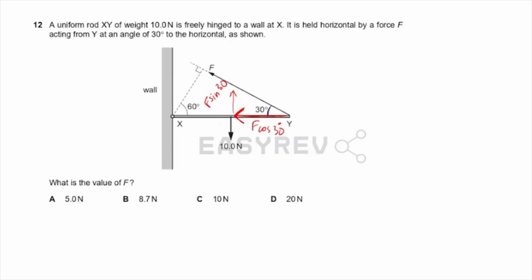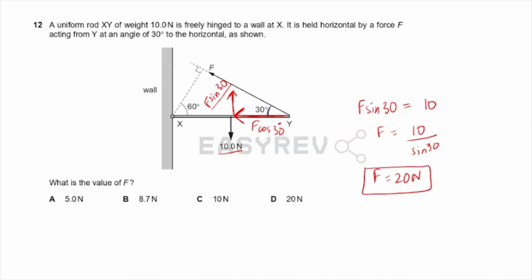Now we can see that the 10 newtons is being balanced out by F sine 30. And by balancing, what that means is the force acting upwards, F sine 30, equals the force acting downwards, 10. So now it's just a matter of making F the subject of the formula, 10 divided by sine 30. And what you get in the end is specifically 20 newtons. So your answer here will be 20 newtons. Now on to the next one.